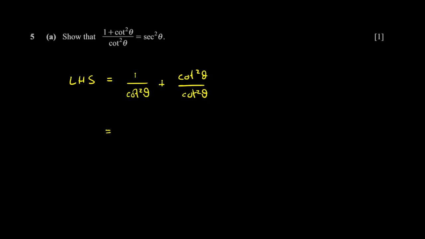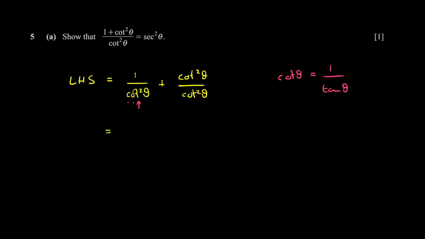Now, what is 1 divided by cot squared theta? Well, we've got to understand what cot represents. And to do that, we're going to look at the third letter. 1, 2, 3, t. So that means that cot theta is equal to 1 divided by tan theta. So the third letter always tells you, for example, if we had sec, the third letter is c, so that would be 1 divided by cos. If we had cosec, the third letter is s, so that would be 1 divided by sine.